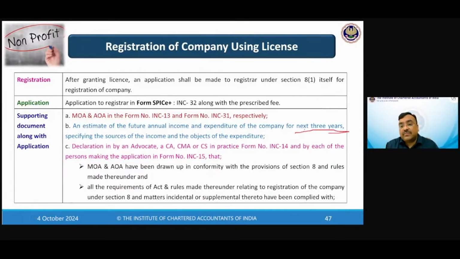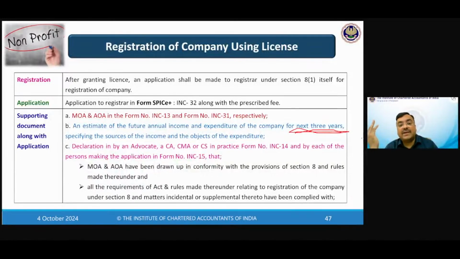नेक्स्ट 3 years, अगले 3 सालों में कहां से पैसा आएगा और कहां उसको यूज करेंगे, from which source you will get the income and for which objects you will make the expenditure. You have to give the information to the ROC. Then an estimate of the future annual income and expenditure of the company for next 3 years is specifying the source of income and object of the expenditure. This is additional feature which was not in normal company.